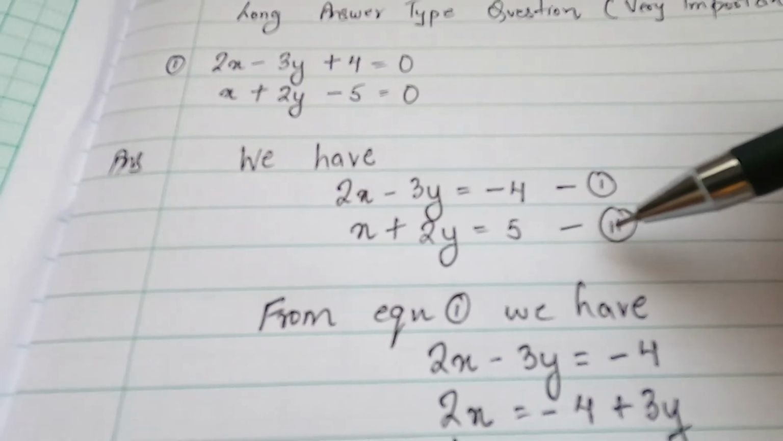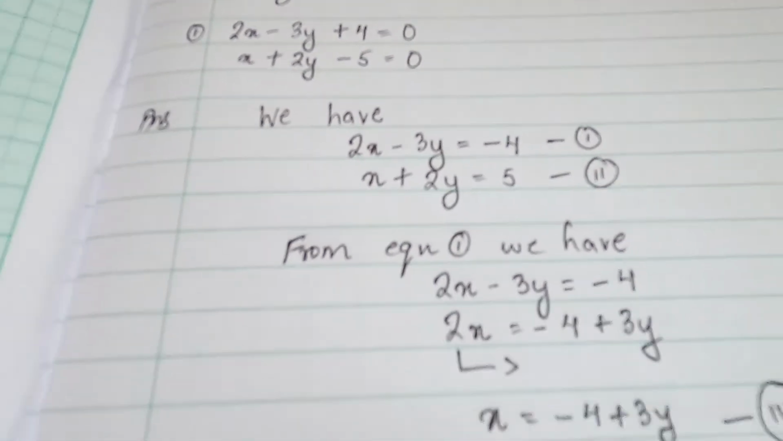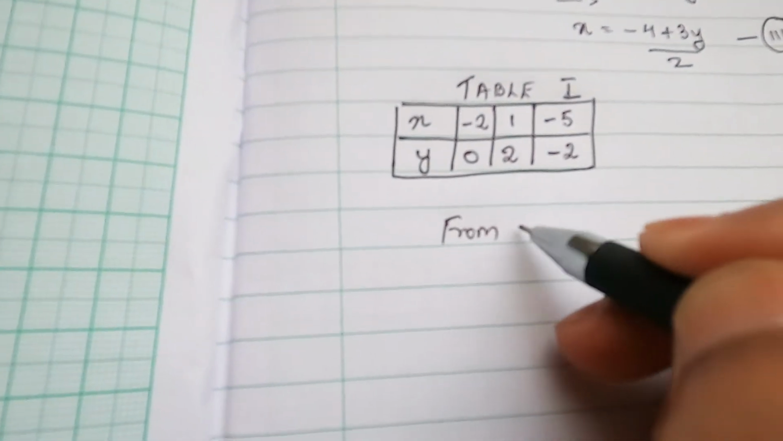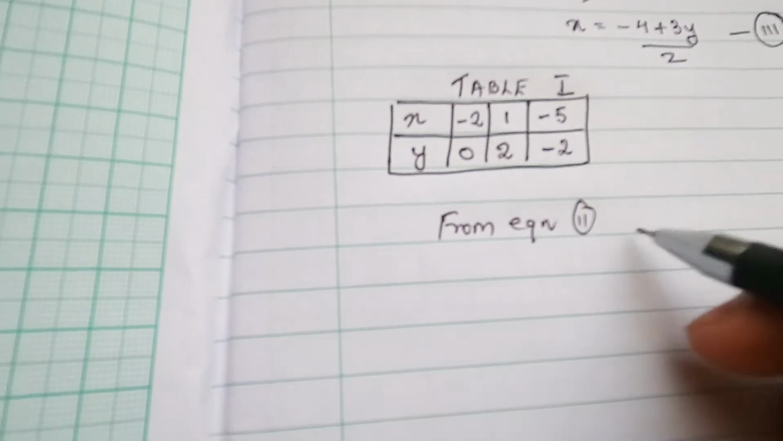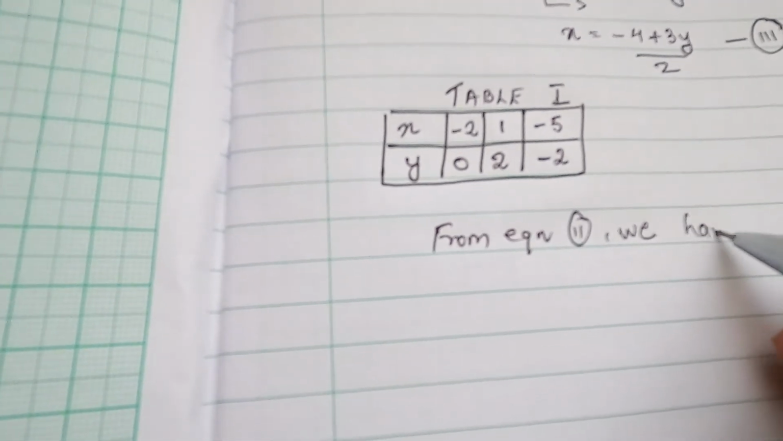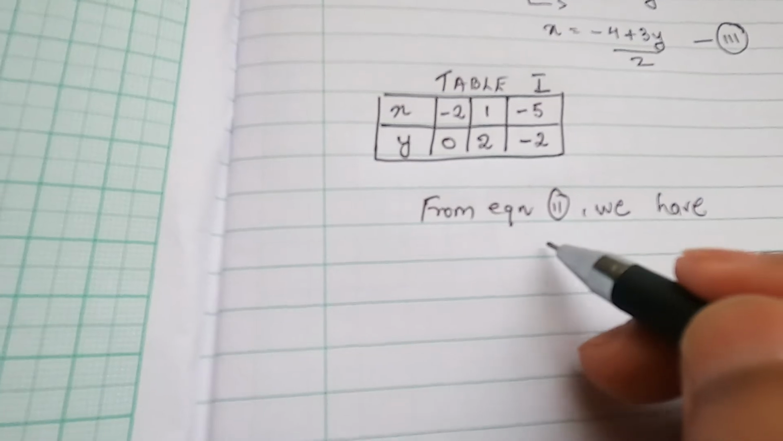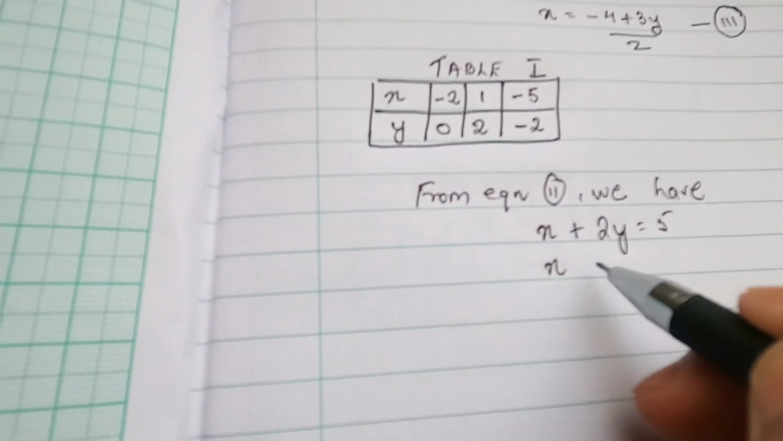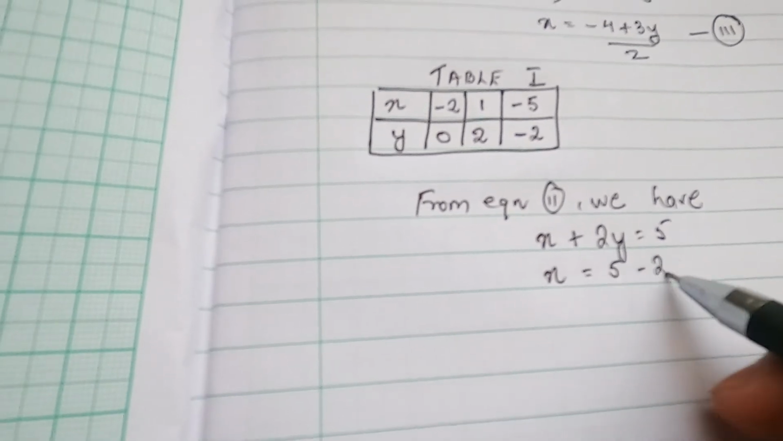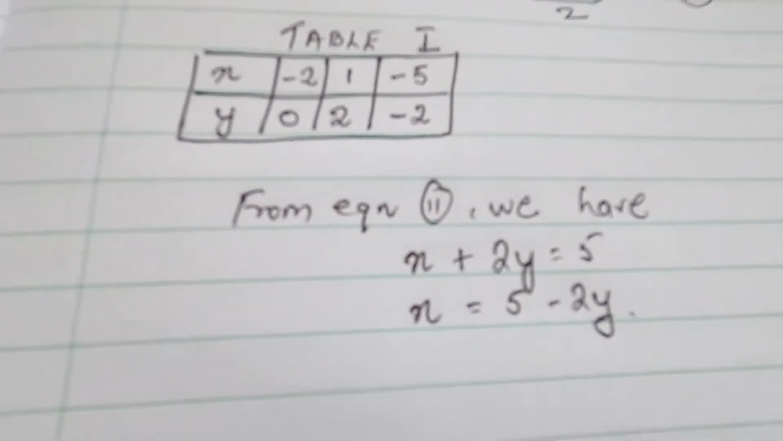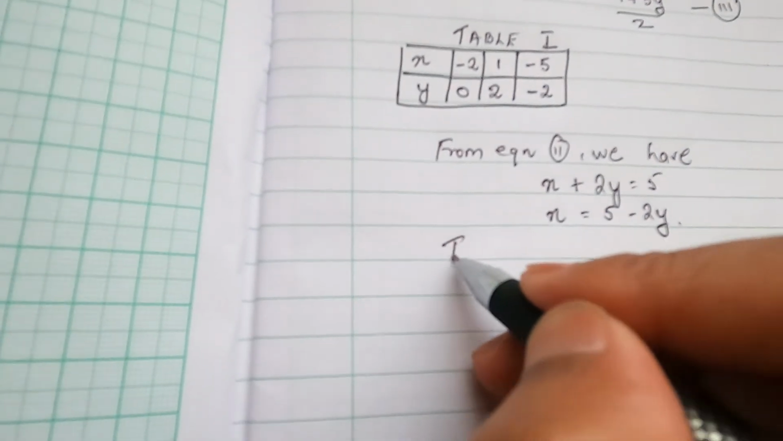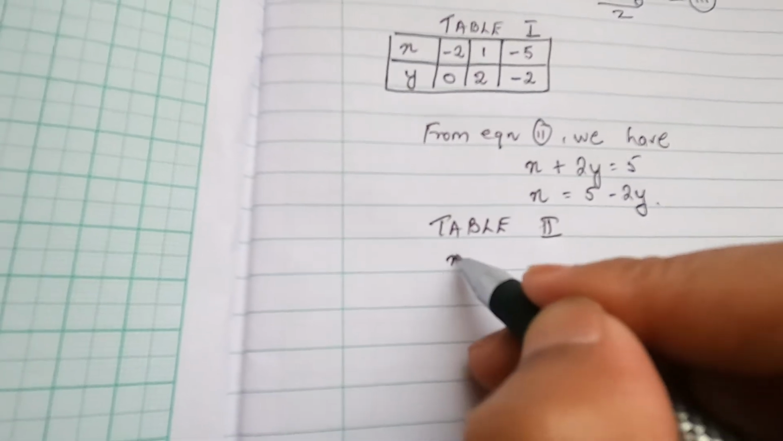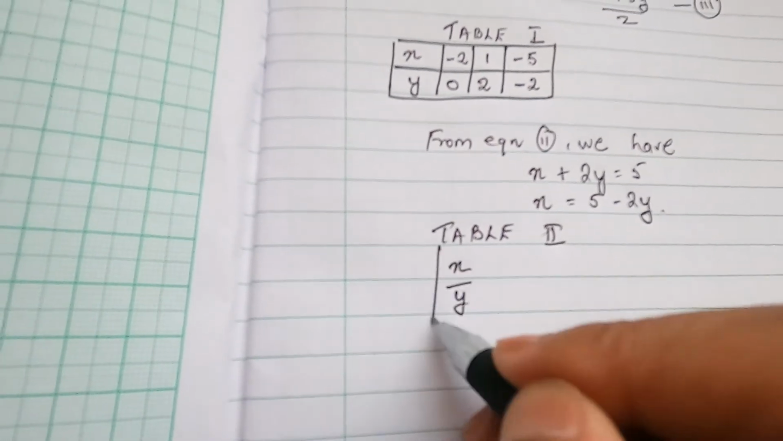So next we have to find the 3 coordinates for equation number 2. All right, now from equation 2 we have, same procedure, x plus 2y is equal to 5, so x is equal to 5 minus 2y. All right, then we will write here table 2. So we have to find the coordinates for x and y.